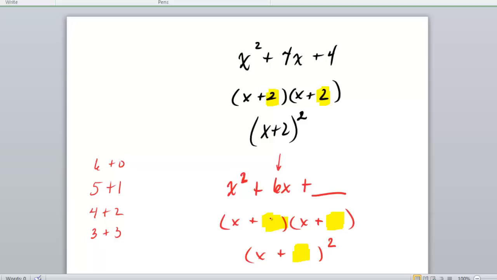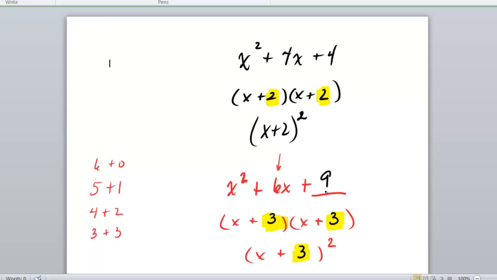So I'm actually going to back my way into this. You can see I'm going to have a 3 here and a 3 here. And 3 plus 3 gives me 6. But if we were to FOIL these together, the 3 times 3 would actually give me a 9. And so the 9 is the value that would create this perfect square trinomial.